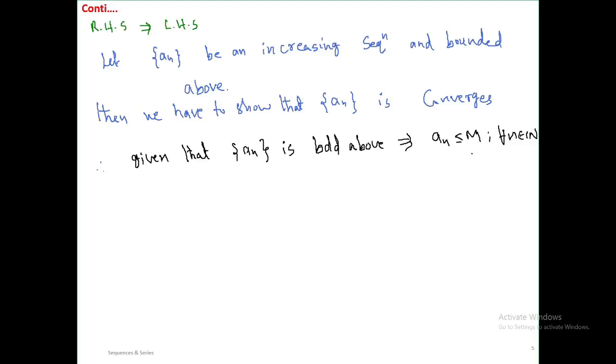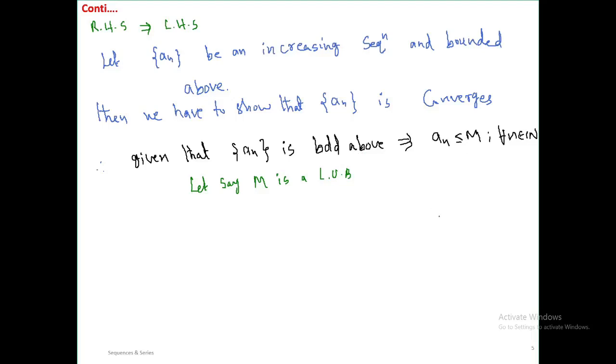Think over it. So let's say that M is a least upper bound, LUB. I'm taking this M as a least upper bound. Once it is bounded above, then compulsorily a least upper bound exists. Assume that the least upper bound is M. Okay, then here my M is the least upper bound.